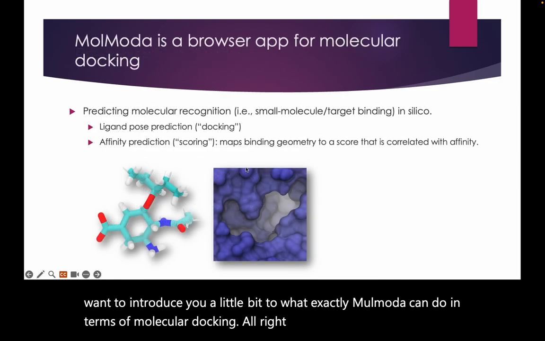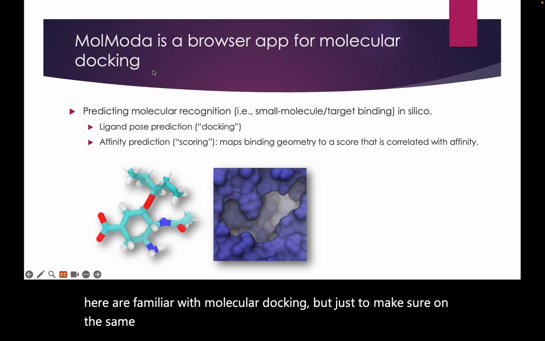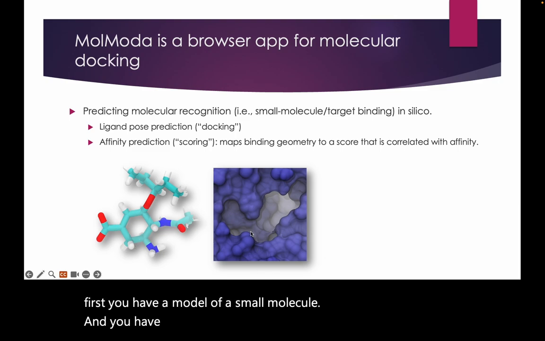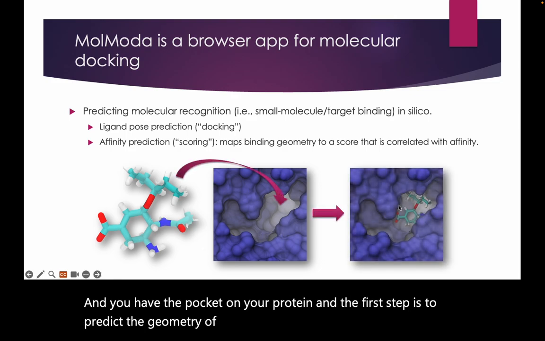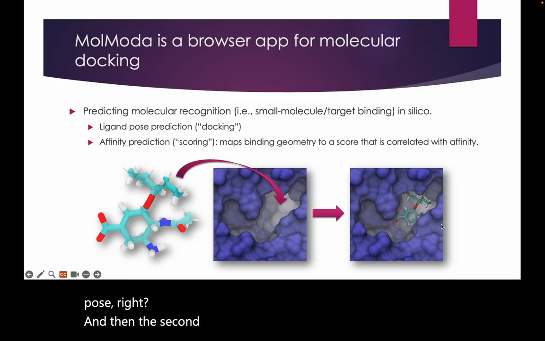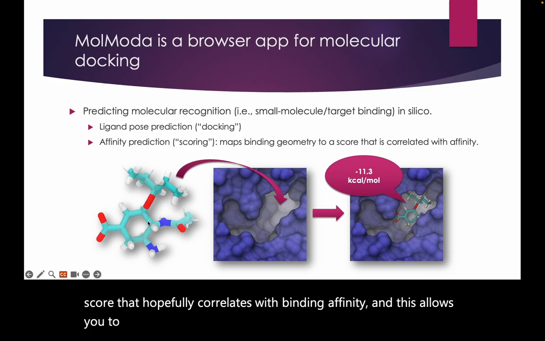All right, so I think most people here are familiar with molecular docking, but just to make sure we're on the same page, molecular docking involves these two steps, where first you have a model of a small molecule, and you have the pocket on your protein, and the first step is to predict the geometry of binding. So how does this molecule sit within that binding pocket? What is its pose, its three-dimensional pose, right? And then the second step takes that pose and it maps it to some score that hopefully correlates with binding affinity. This allows you to assess how well this molecule might bind to this drug target.